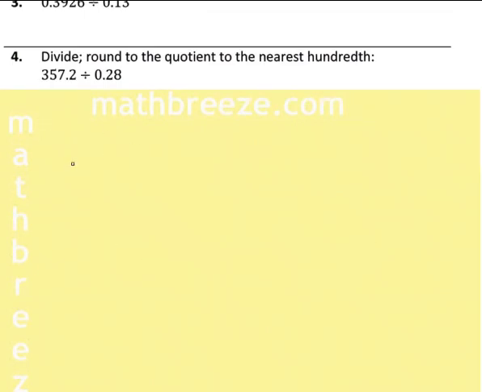Divide 0.28 into 357.2, and we're asked to round to the nearest hundredth, so we don't expect an exact division necessarily. All right, here we do have a decimal in the divisor, so we're going to move that to the end of the number, 2 places. We'll move this 2 places. We're going to have to put a 0 here to hold that spot.